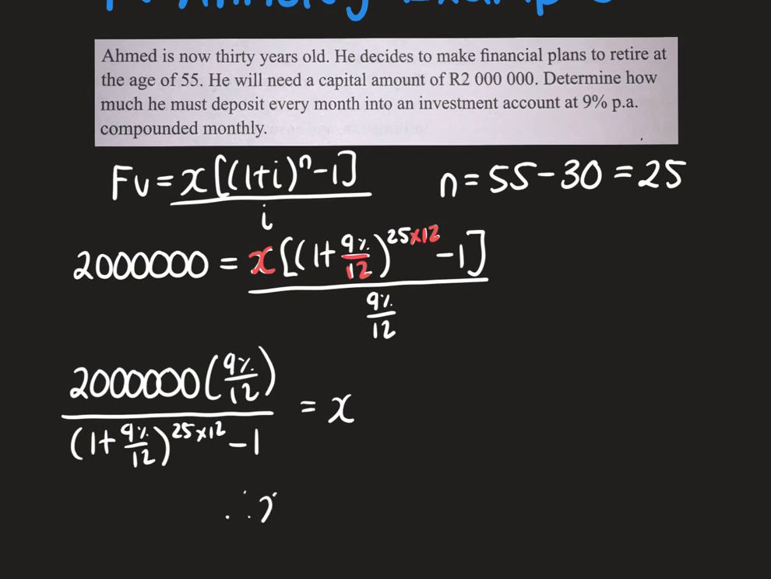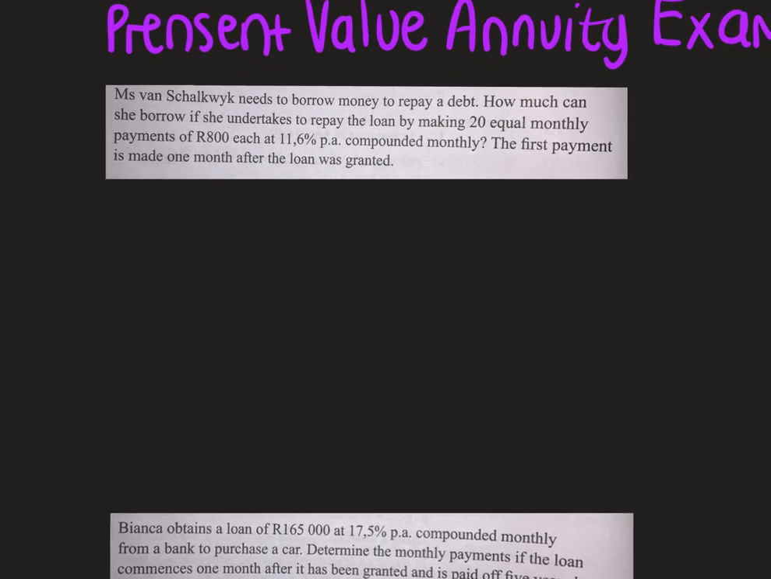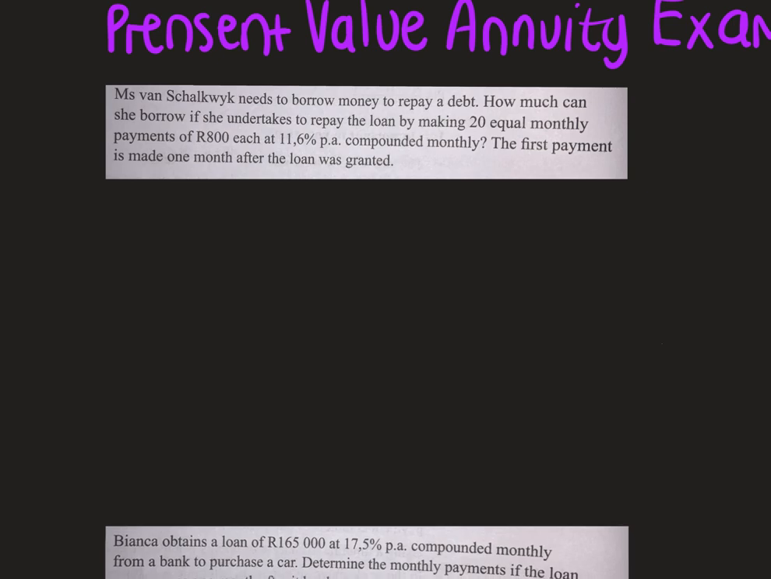Therefore X is going to equal, and let's put that into our calculator. Once we've put that into our calculator, we have 1,783 Rand and 93 cents. Fantastic. And that is how we do a future value annuity question. Now let's move on to the future value annuity examples. I've put 2 here just so that we can see how it works both ways.